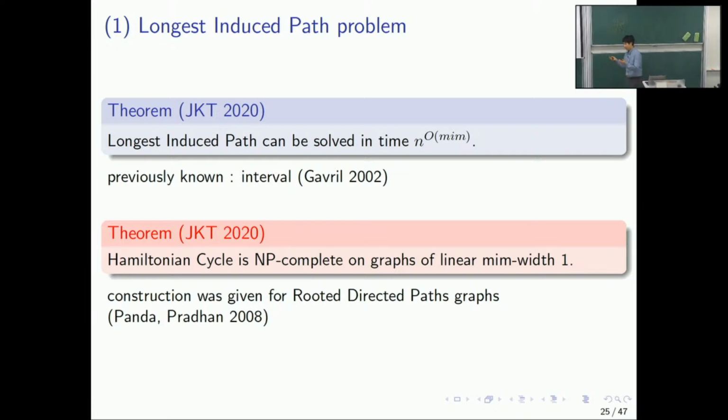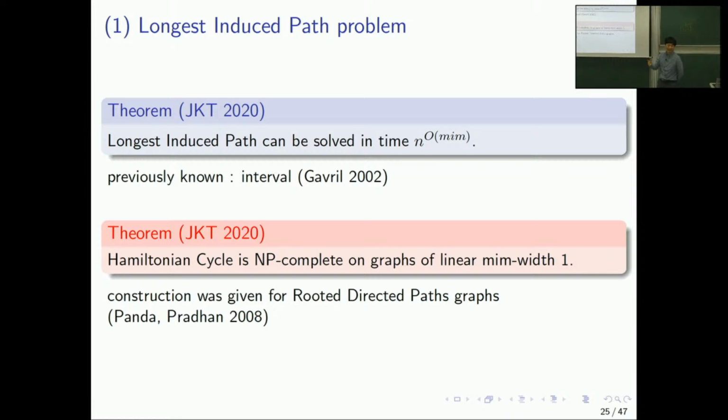And so you can easily ask what about a non-induced version, right? The Hamiltonian cycle problem is related to the longest path problem. And then we can show that Hamiltonian cycle is NP-complete even for graphs of linear Mim-width 1. It was quite interesting because Hamiltonian cycle is polynomial time solvable on interval graphs and permutation graphs. At the beginning, we guessed that at least for linear Mim-width 1 you could do something, but we figured out that actually it's NP-complete. The construction was given in a previous paper. We just checked that they have linear Mim-width 1. So actually it says that linear Mim-width 1 is way bigger than just interval and permutation graphs.